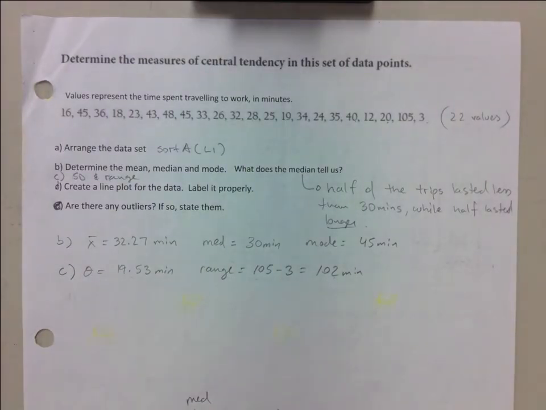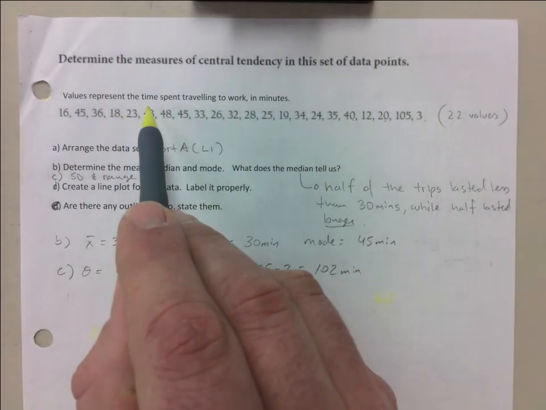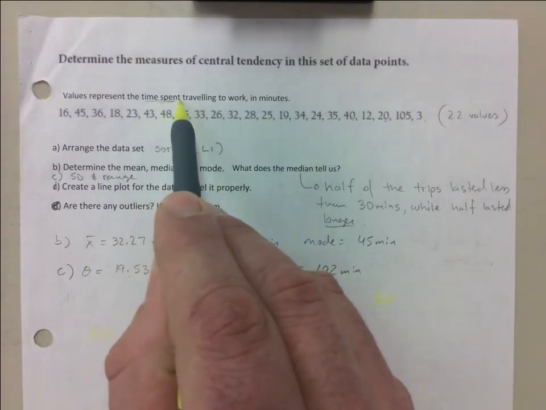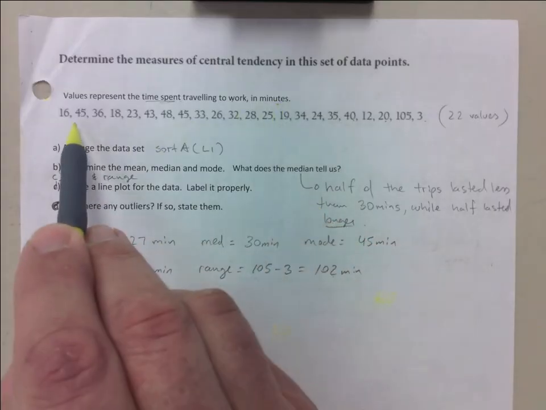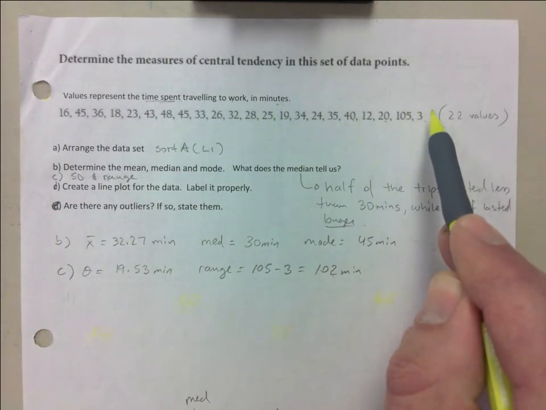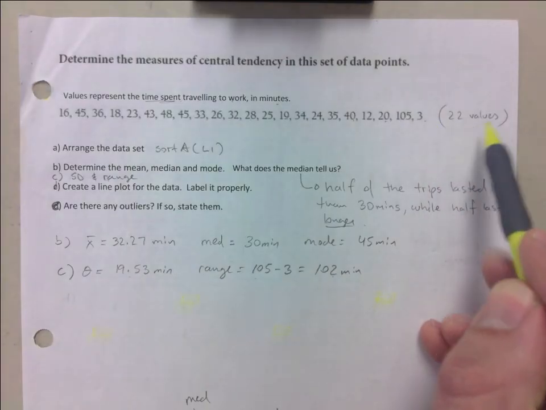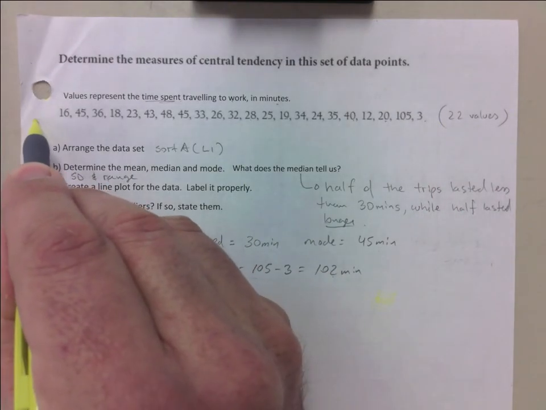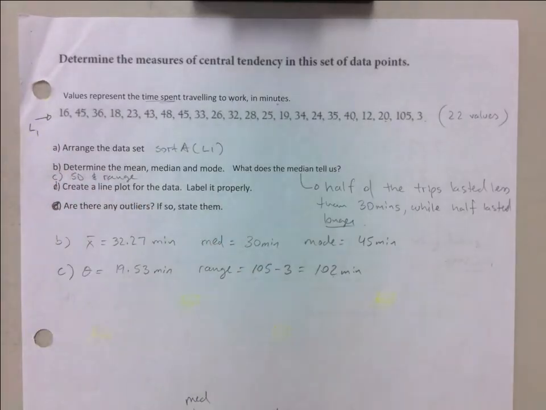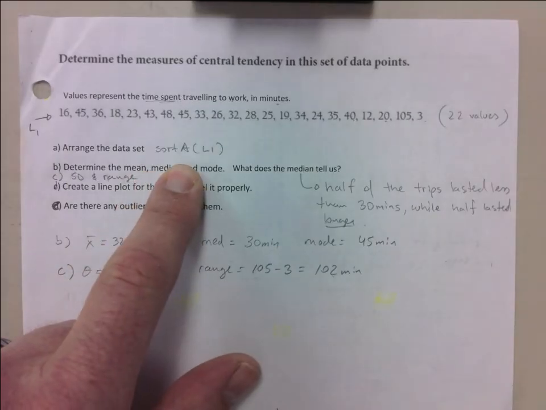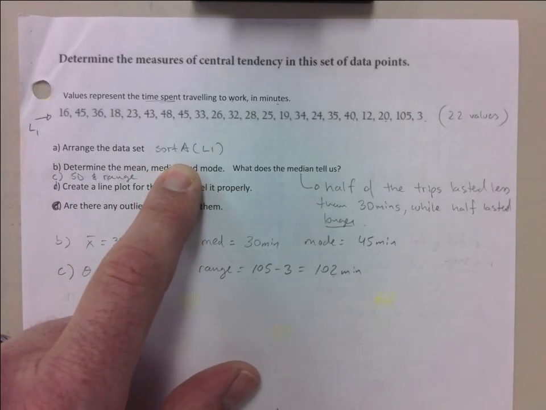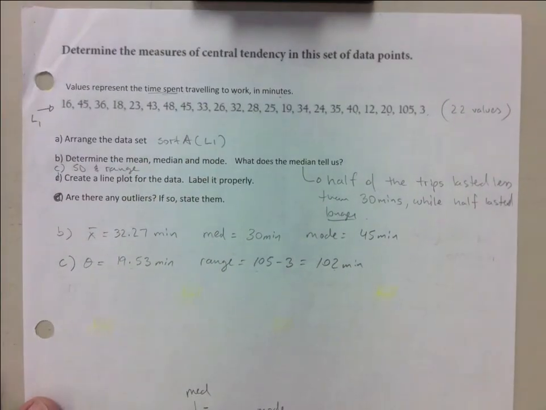So on page 6, we're talking about times that were spent traveling to work, and this is in minutes. Your first task, if you're given a bunch of values, is to type it into your L1. So I would definitely say this goes into L1. The next step I would do is arrange it, okay? Use sort A to do that.